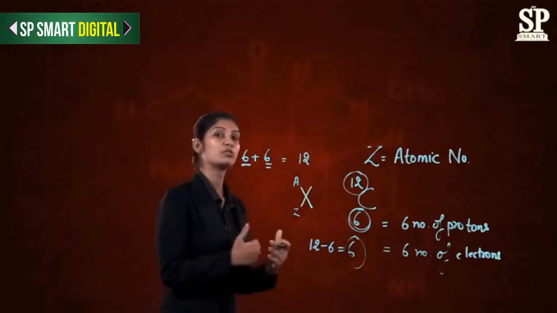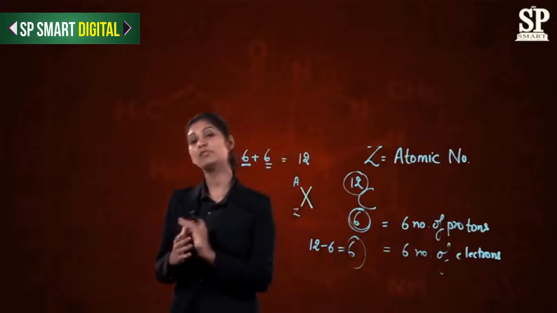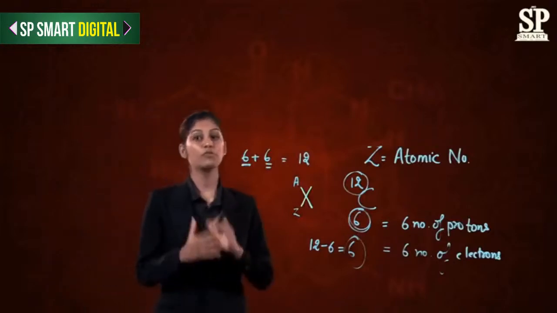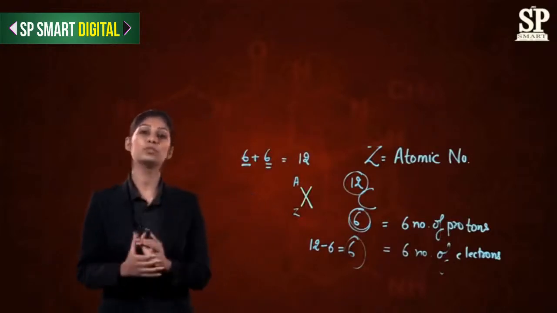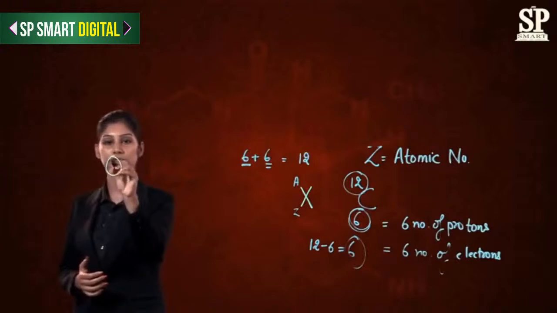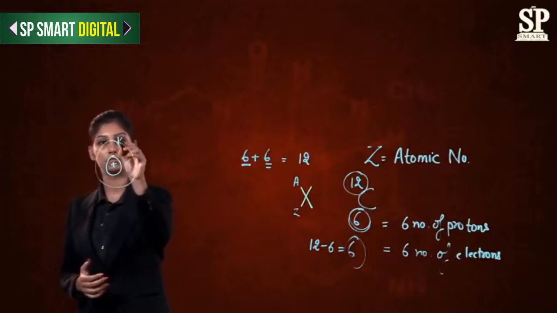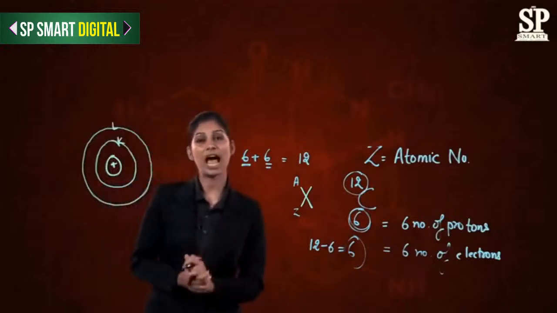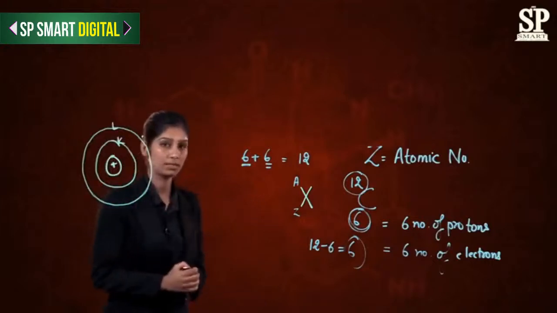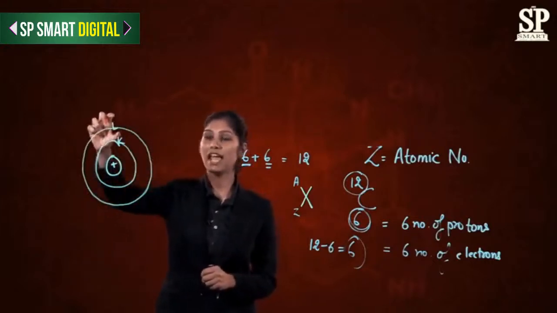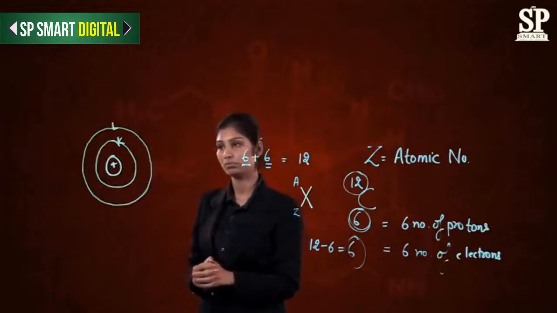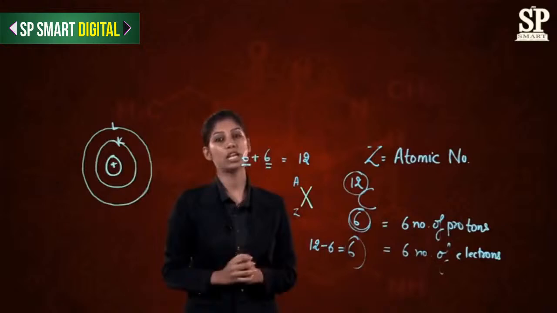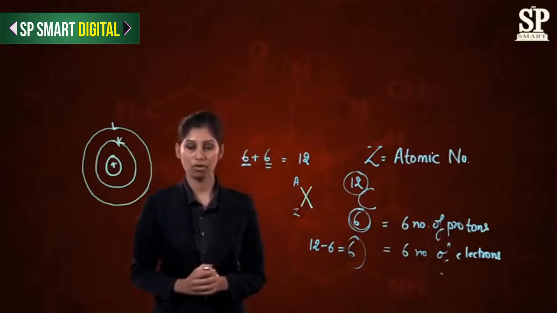Now let's discuss few more terms. What is valence shell, valence electron and valency? Now valence shell is the outermost shell of an atom. Say that if this is an atom and it has only 2 shells. In this case, L will be the valence shell. The number of electrons which will be present in the valence shell are called valence electrons.